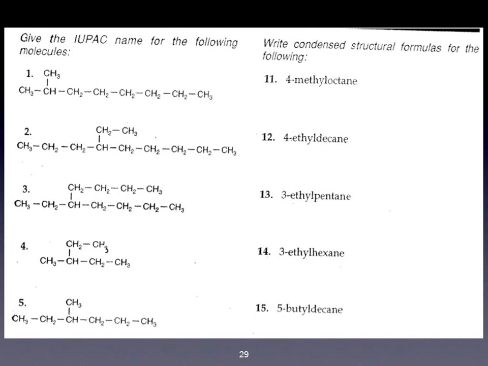Pause the video here until you've located your Naming Branched Alkanes worksheet. There's also one available at mrluzio.com/chem if you've misplaced yours. On the right of the screen, I've got the first 5 structural formulas from that worksheet. Excuse me, that's on the left. On the right of the screen, I've got the names of the first 5 compounds from the back of that worksheet. Practice naming the compounds on the left, then practice drawing condensed structural formulas for the compounds on the right.